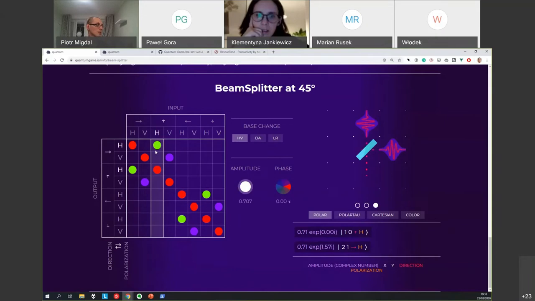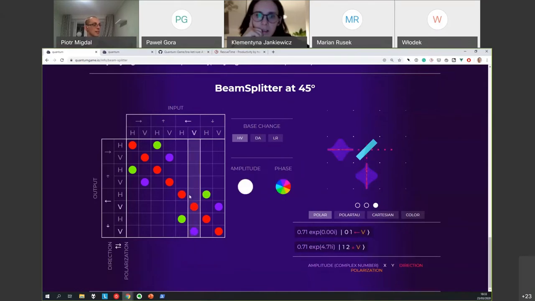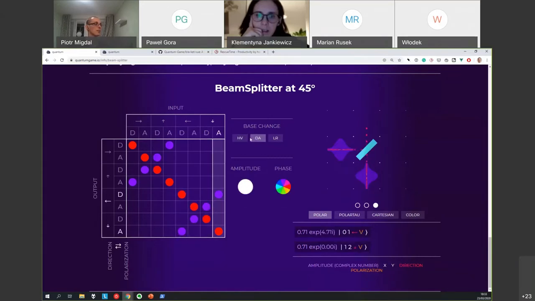For example, you see the input is horizontal up, the output is horizontal right and horizontal up, and we see the same thing on the side. You can see side by side what happens there. When you look at some entry, we see both phase and amplitude, and we can also look at different coordinates.